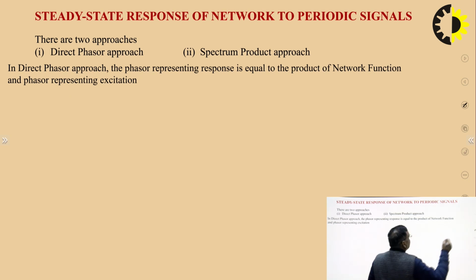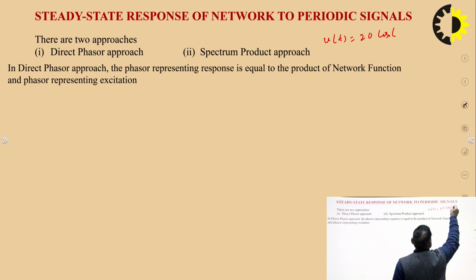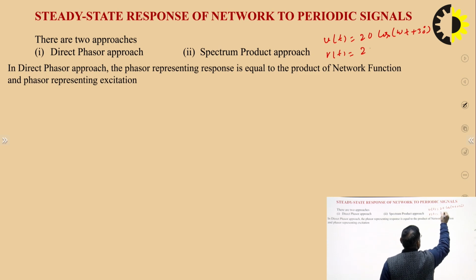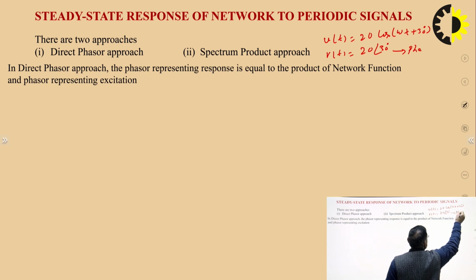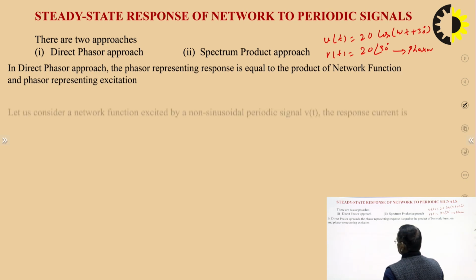Suppose the input is given as v(t) equal to 20 cos(omega t plus 30 degrees). In phasor format, v(t) can be written as 20 angle 30 degrees. This is the phasor form. So we have to convert the excitation into phasor form and the circuit or network into the frequency domain. Then we go for the phasor approach.